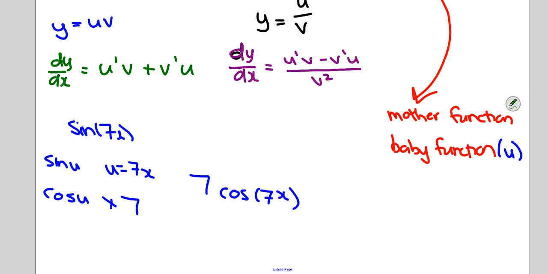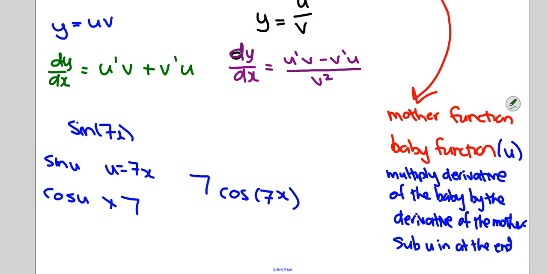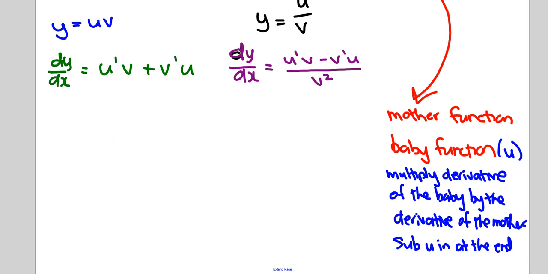I don't know why I did a whole example there, because there's plenty of examples on the next page. So what you do is you multiply the derivative of the baby function by the derivative of the mother function, and then sub u in at the end. If you can simplify anything, do that too. Sub u back in at the end, as in whatever u is. So the chain rule doesn't have a special easy thing to remember like those ones, but it's got a pattern to it.